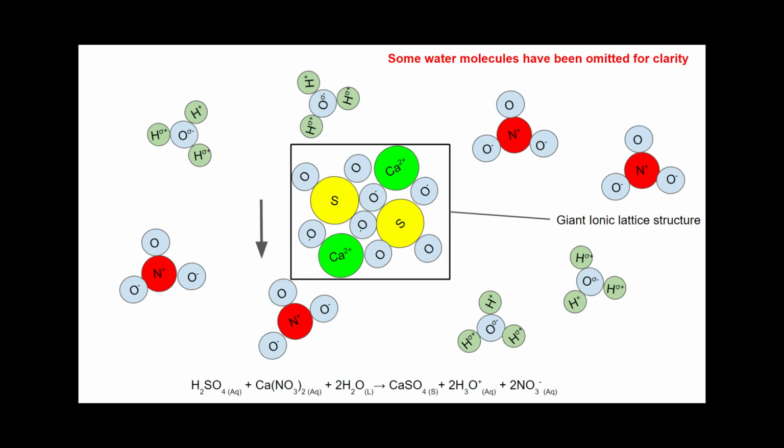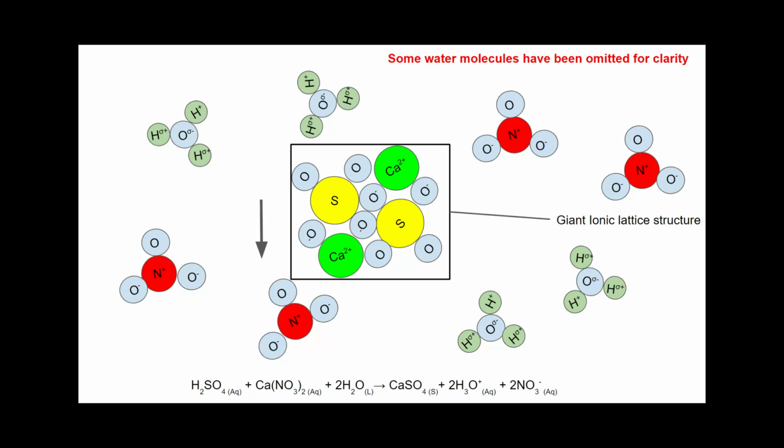Over time, more calcium cations and sulfate anions come together, forming ionic bonds by electrostatic attraction, forming a giant ionic lattice structure of calcium sulfate, CaSO4. However, calcium sulfate does not dissolve in water and is precipitated out of the solution.